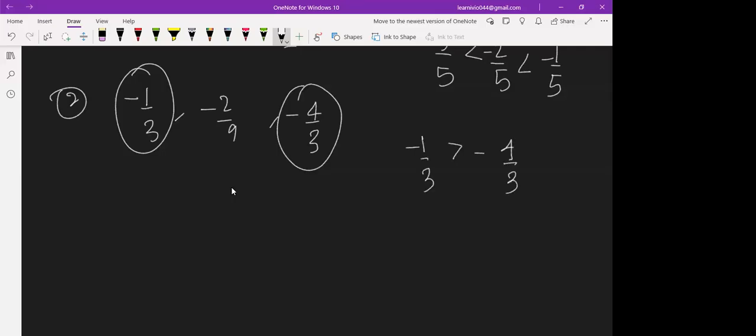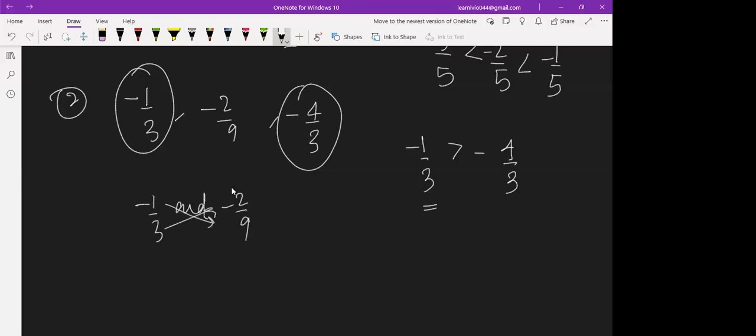I know this already. Right? So I know minus 4 by 3 is smaller. This is sure. Now, can I compare minus 1 by 3 with any one of the numbers, 2 by 9? Any one of the numbers. Okay, so let's say I'm comparing minus 1 by 3. So to compare minus 1 by 3 and minus 2 by 9, what will I do?